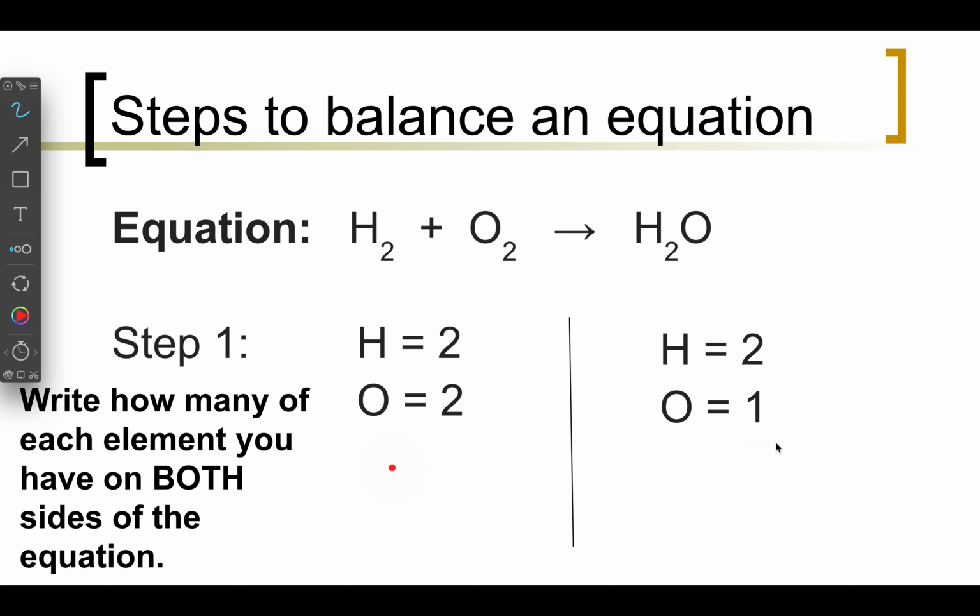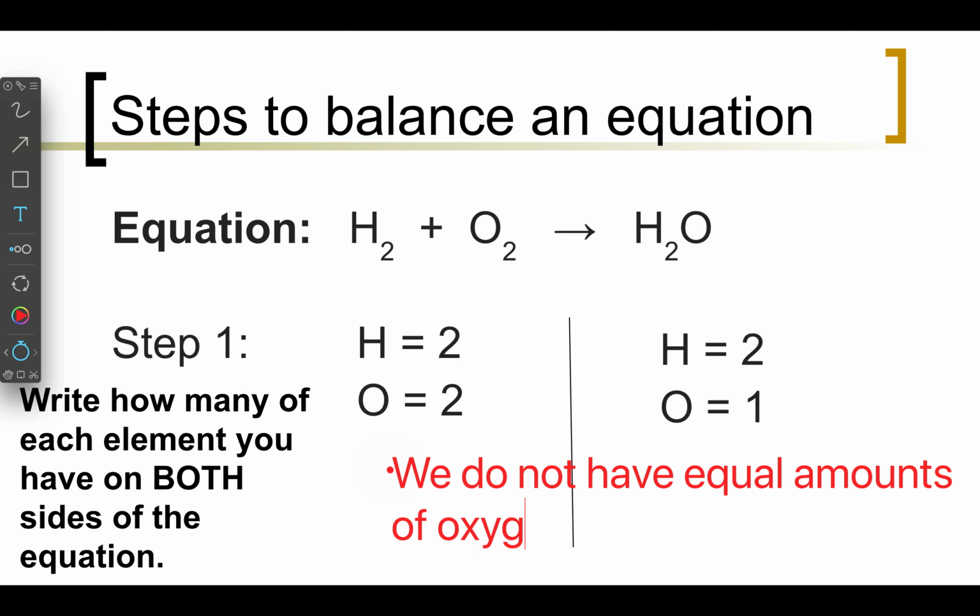This is the problem right here, because if we follow the conservation of mass, we need to have equal amounts. This needs to be equal. We need to have equal amounts of hydrogen, and this needs to be equal. And as you can see, we do not have equal amounts of oxygen. So I'm going to go ahead and write that. We do not have equal amounts of oxygen. So that's a problem.